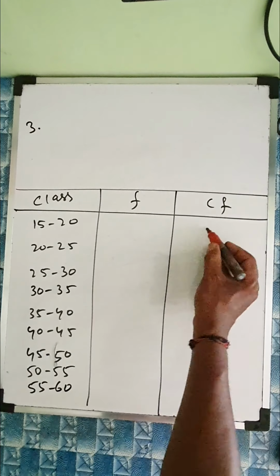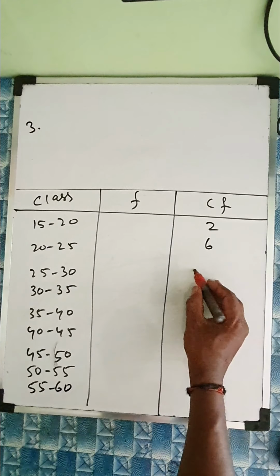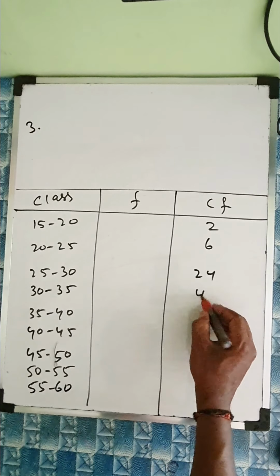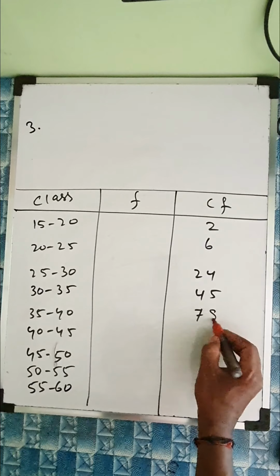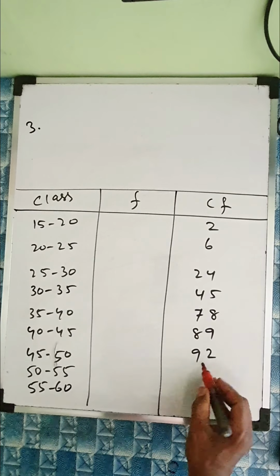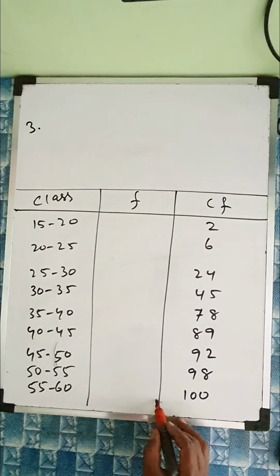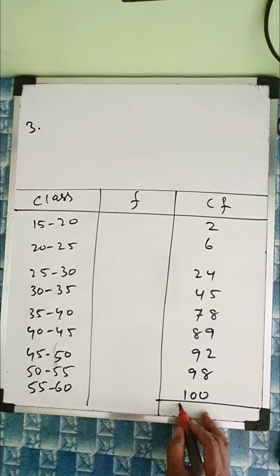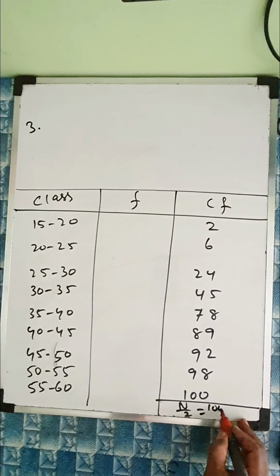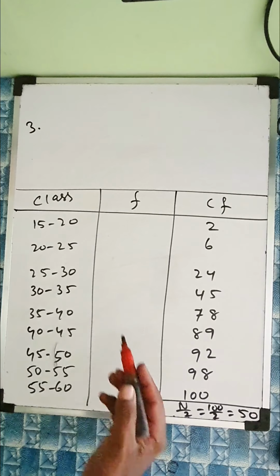And I already told you this is a CF. Cumulative frequency is given: 2, 6, 24, 45, 78, 89, 92, 98, and 100. Okay, so the total is 100, so n by 2, 100 by 2, will be 50. Okay, and now we'll find the frequency.